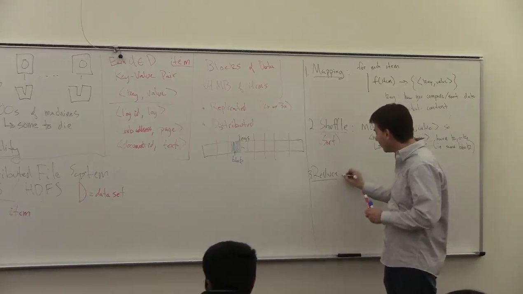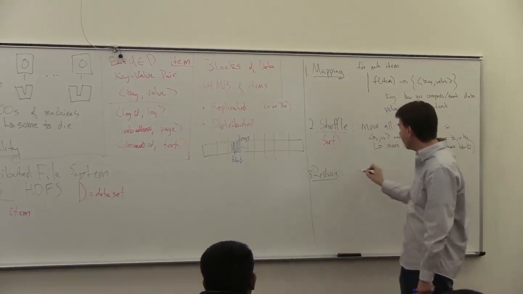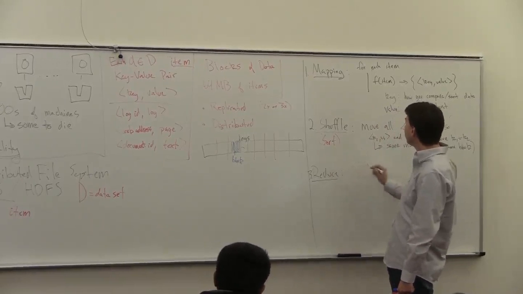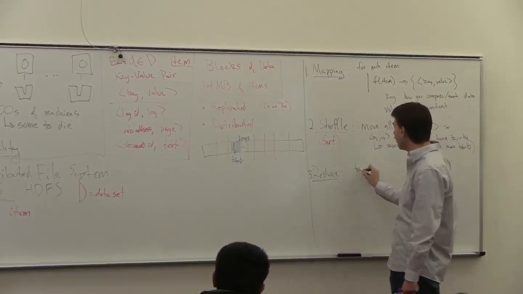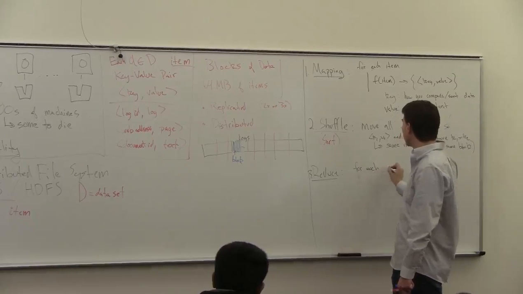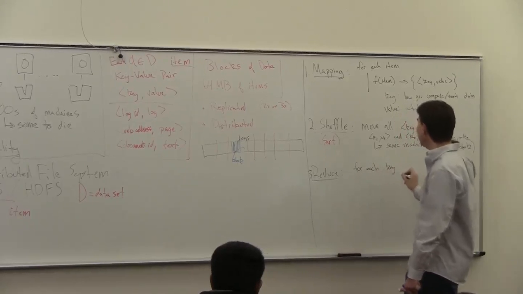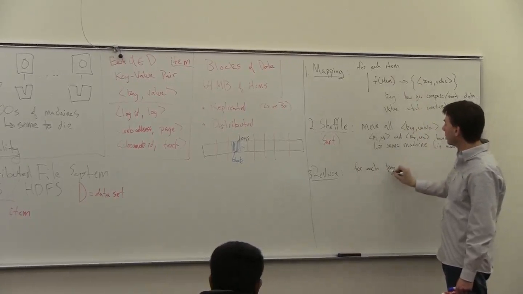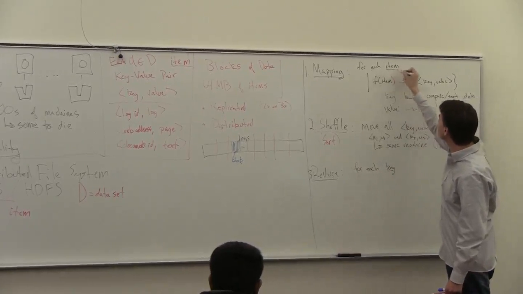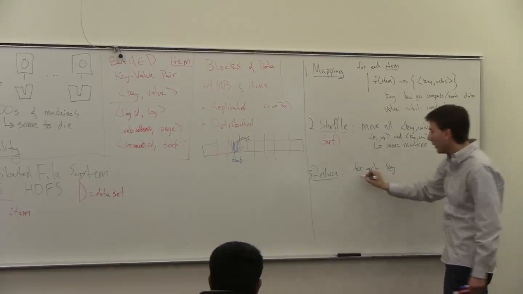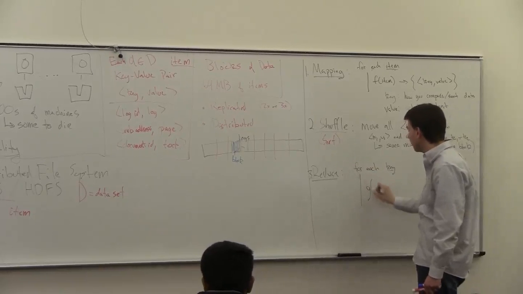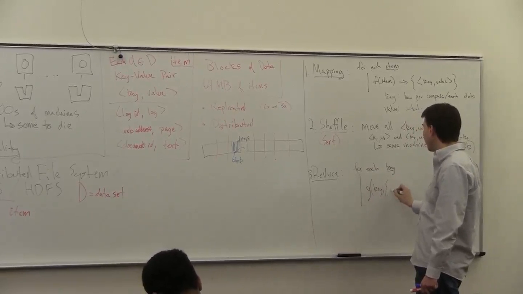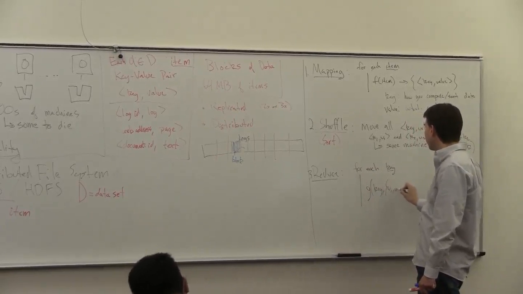So then the reduce step is going to be for each key. This was for each item originally, and now this is going to take each key, and then you're going to write this function here on the key and the set of the values.